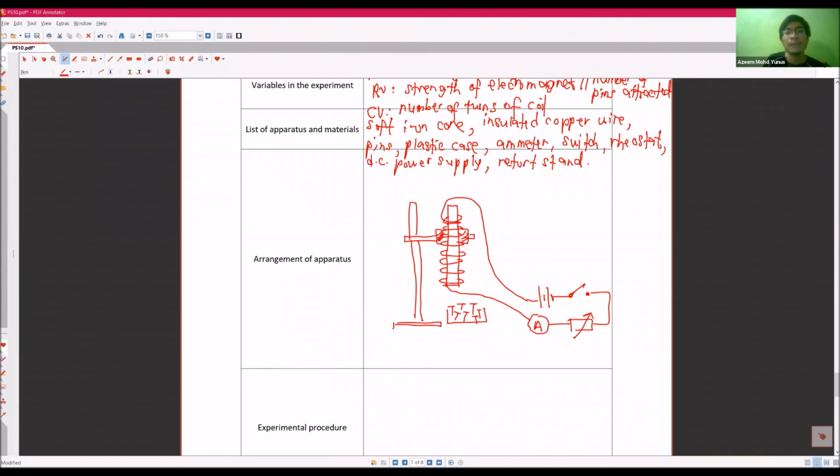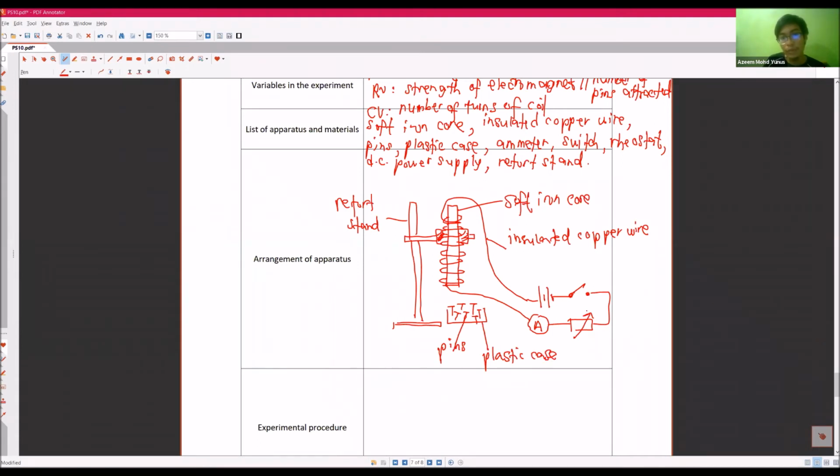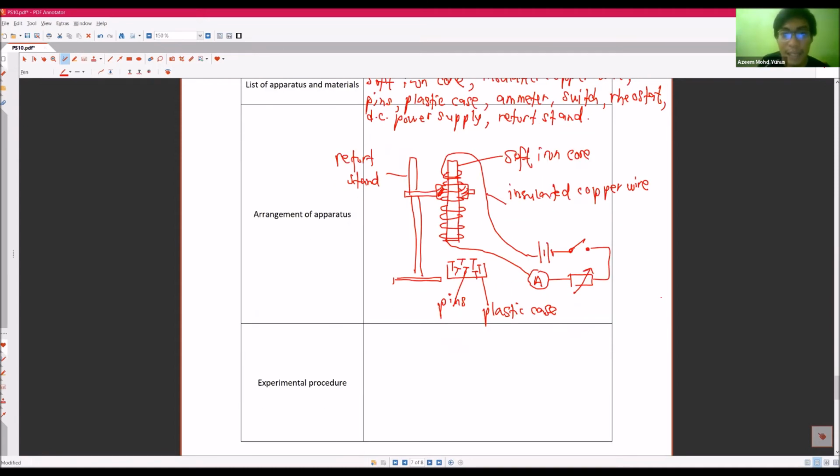So let's label: insulated copper wire, plastic case, and also you can label the electrical equipment here, the dry cell or the DC power supply, the switch, the rheostat, the ammeter. But here I just leave it because we already know the symbols. We use the standard symbols for electric circuits.